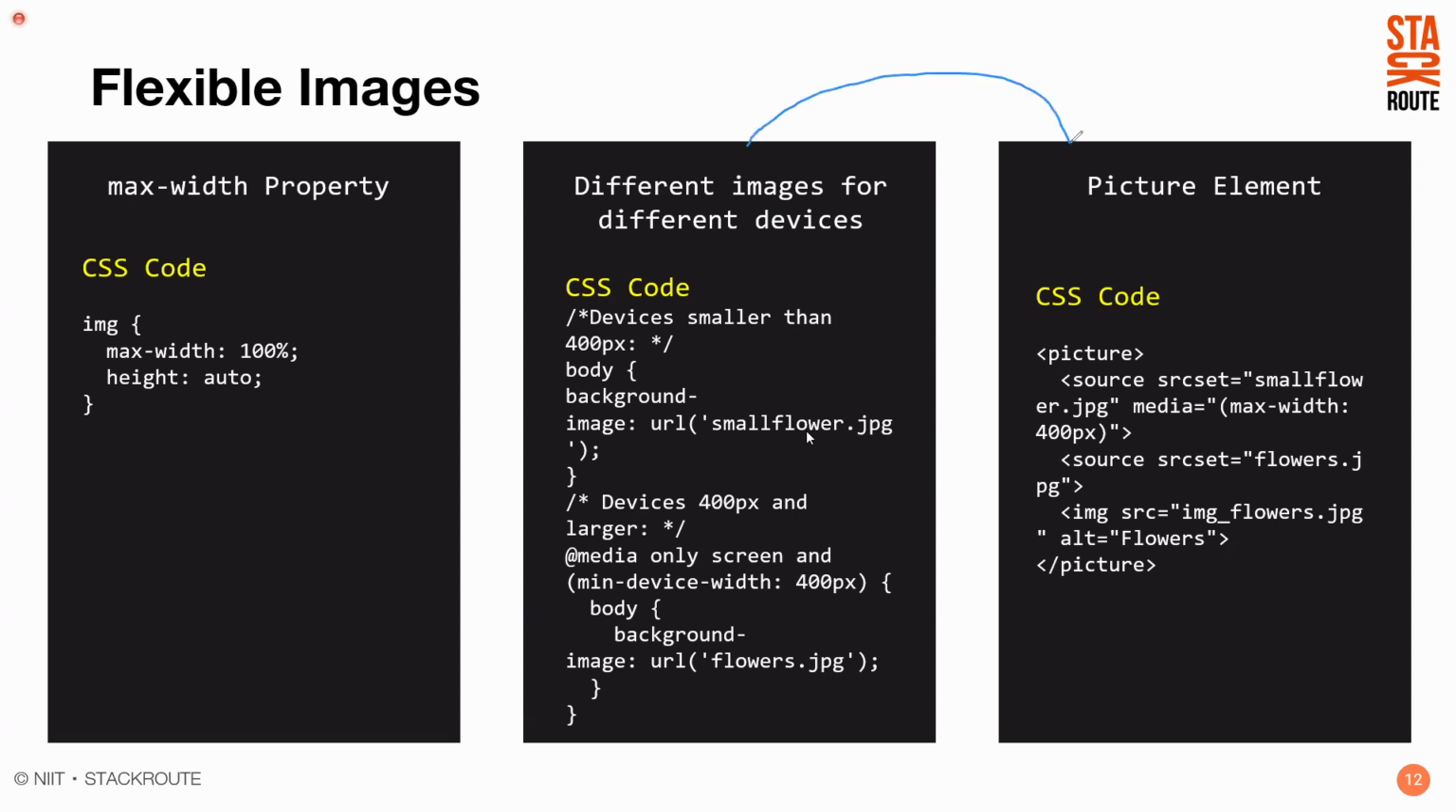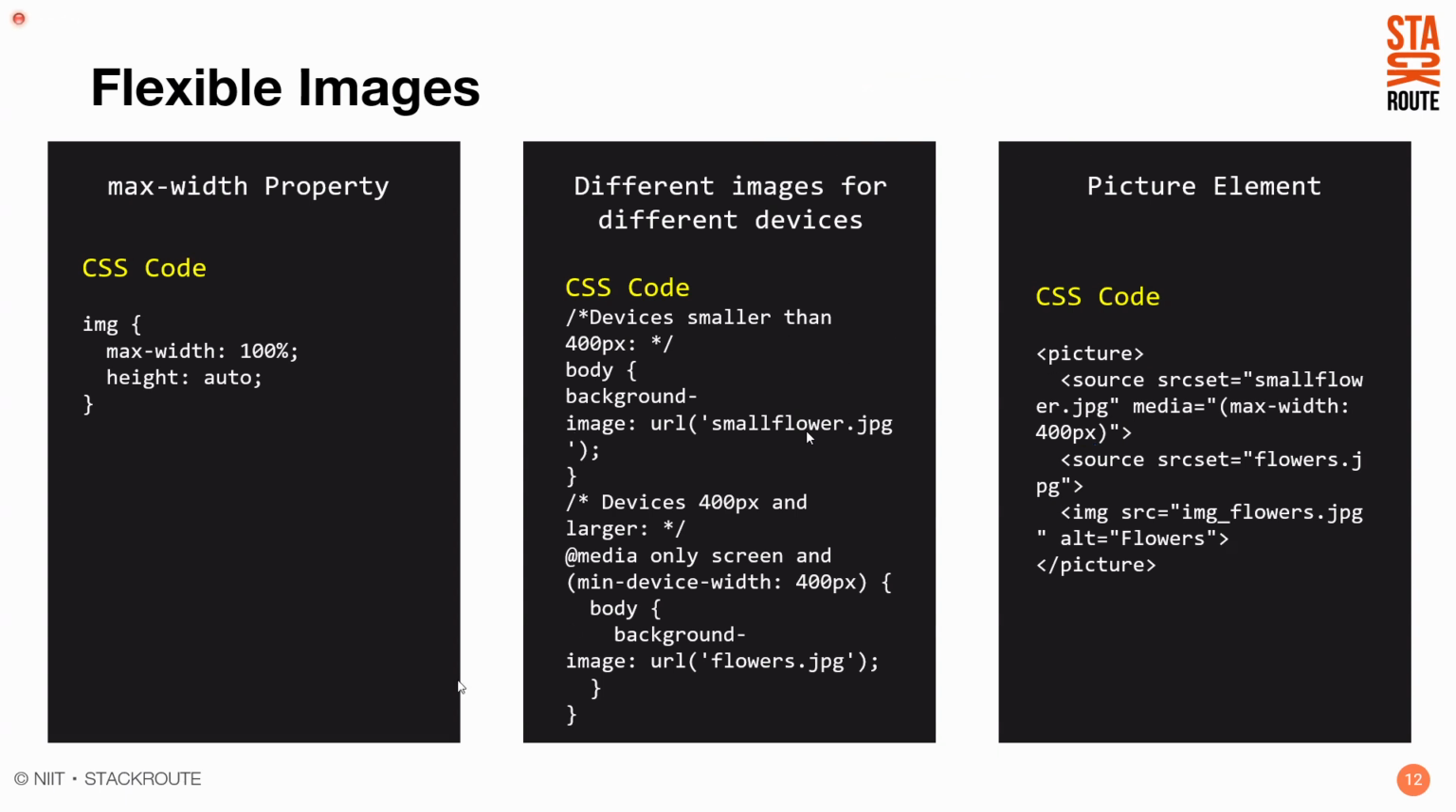Similar to different images, instead of having one image, we are going to use 2 or 3 images, but that I'm going to decide with the help of the srcset property. So till maximum width of 400, small flower.jpg will be taken, whereas for greater than 400 pixels, it will take the other image. If the picture is not supported, you can also use IMG. So take a snap of this.